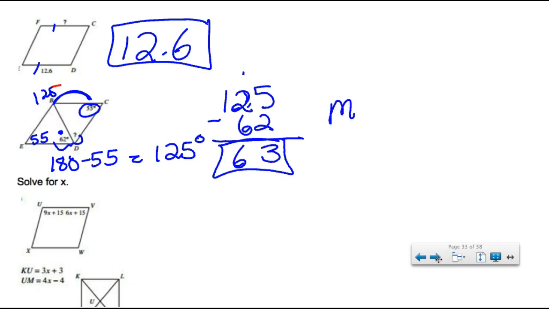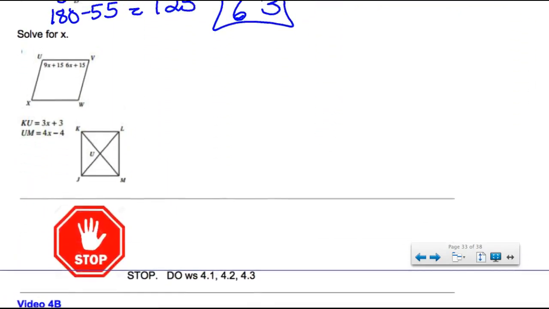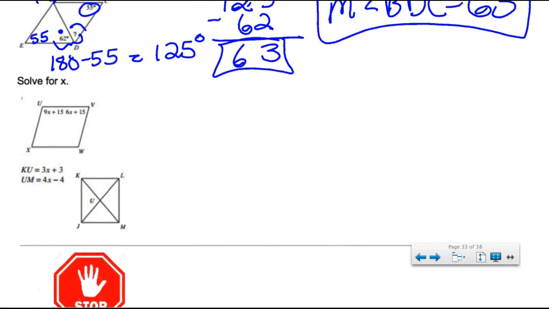So measure angle, let's give it a name. It needs to have 3 letters, as discussed in a previous section, because angle D is actually shared. So I'm going to call it angle B, D, C. And that'll give me question mark. And we just said that that's 63 degrees. And I'm done. And we have 2 more left, and then you can go work on a worksheet. So solve for x.